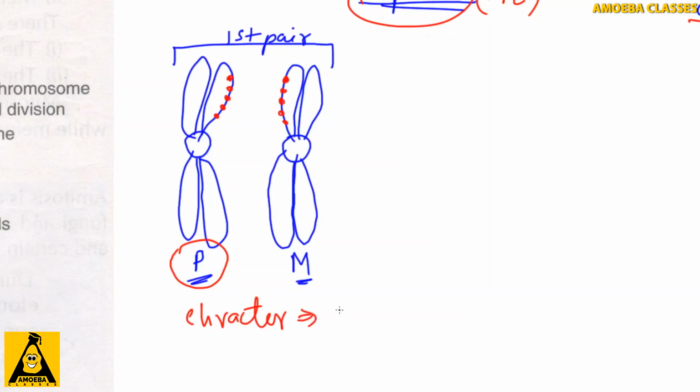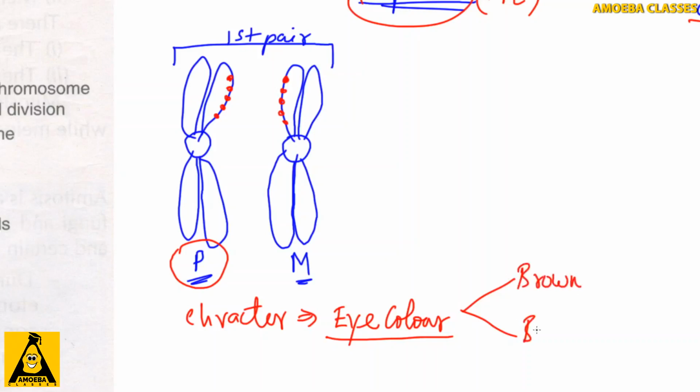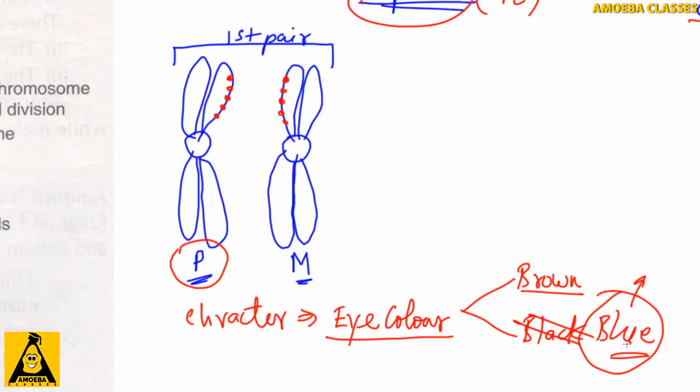If we take one character, say eye color, there are many different types of eye colors. The very basic ones are brown and black. We will take the example of brown eyes, and instead of black we will take blue. If you remember some celebrities, Zac Efron and Aishwarya Rai have blue eye color. In the eye chapter you will learn why there are different colors of the iris. So, brown and blue.